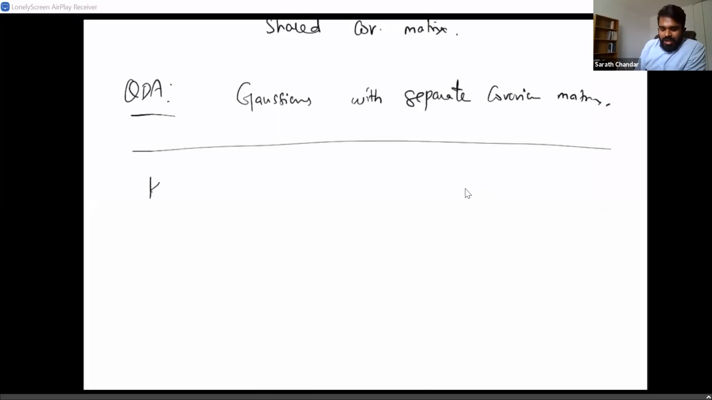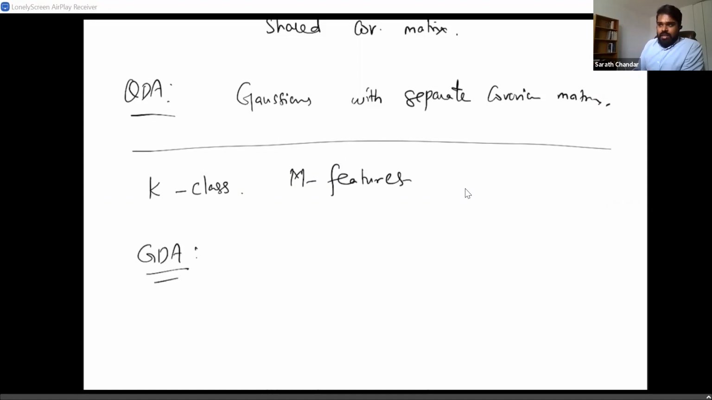Now, here is a quick exercise. Let's say I'm doing a K-class problem and I have M features. Now let's first take the GDA model. How many parameters do I need for the mean in the GDA model? I have K classes and M features. Maybe we could answer in chat, how many parameters do we need for the mean of the GDA?